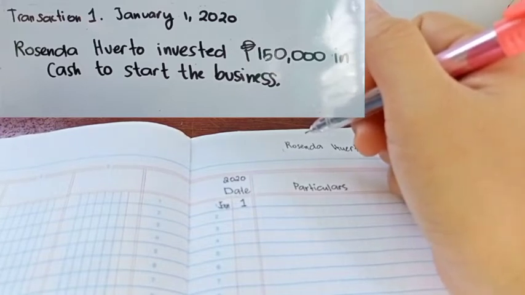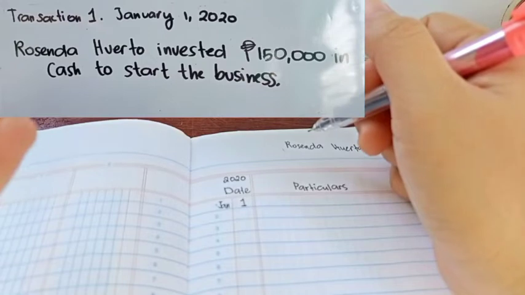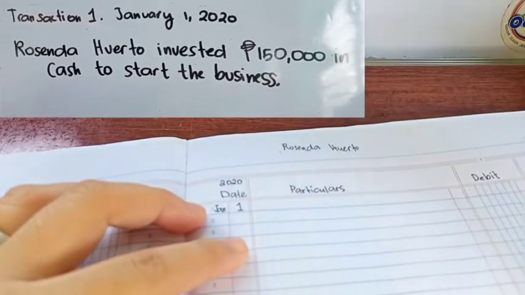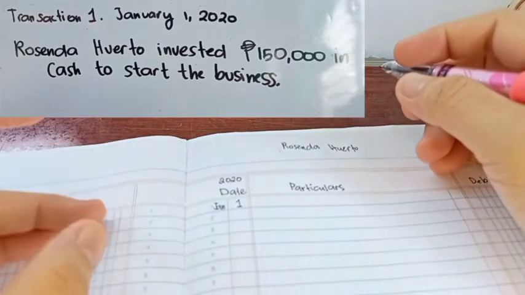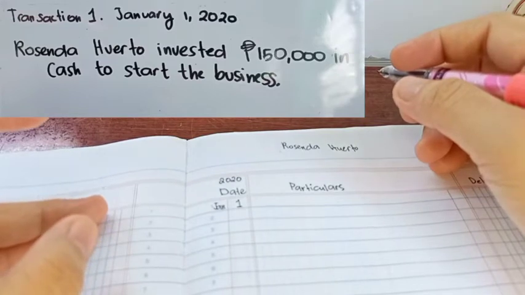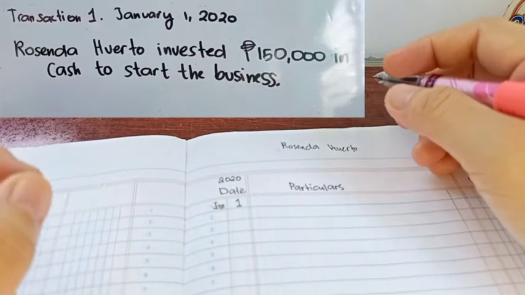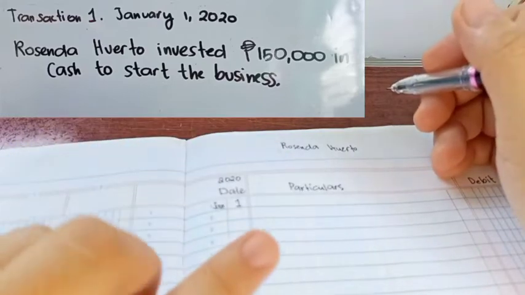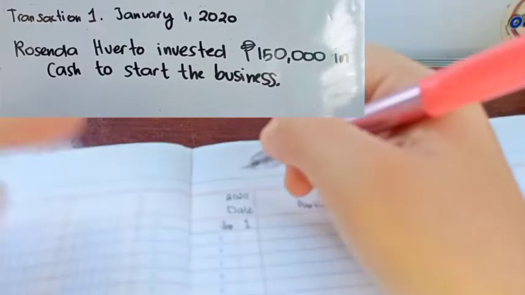The problem states that Rosenda Huerto invested 150,000 in cash to start the business. In accounting, when it says invested, it means you put your money in the business for it to operate. Because Rosenda Huerto invested cash, and cash is classified as an asset, and when an asset increases, you put it in the debits.